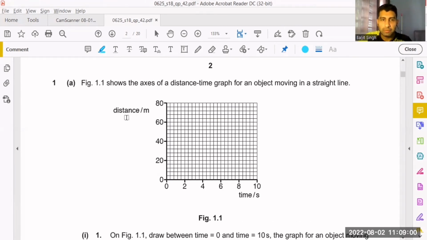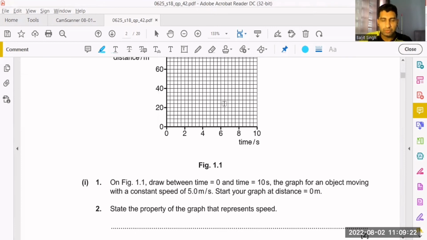Figure 1.1 shows axes of a distance versus time graph. Always highlight the important keywords and important information. The object is moving in a straight line. In IGCSE, they only cover motion in straight lines, and the most complicated will be motion in a circle, which is just an introduction to circular motion. So the student is required to draw the graph.